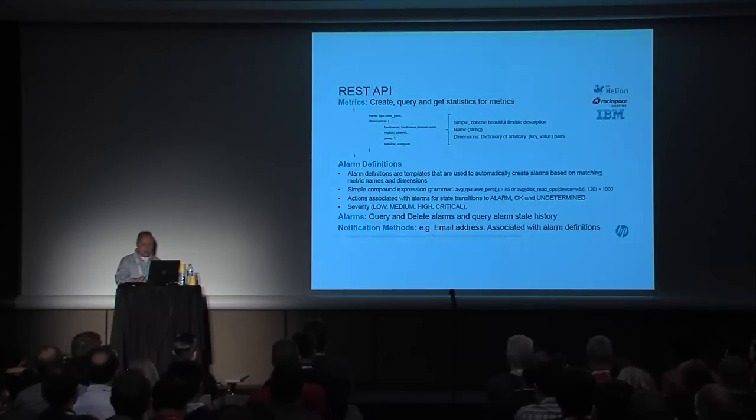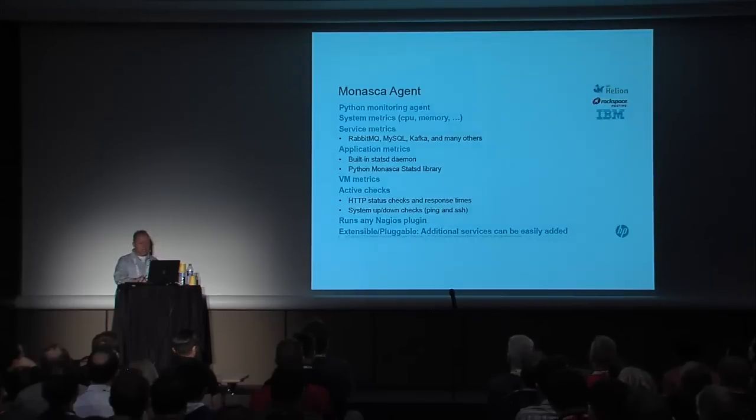Alarms can be queried and deleted, and we also keep track of the entire alarm state history. So you can go back and look at the alarms that have occurred and do analytics on that and root cause analysis later on. Notification methods are ways to create addresses and then associate those addresses, like an email address, with an alarm.